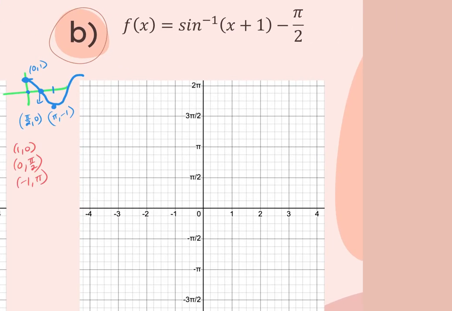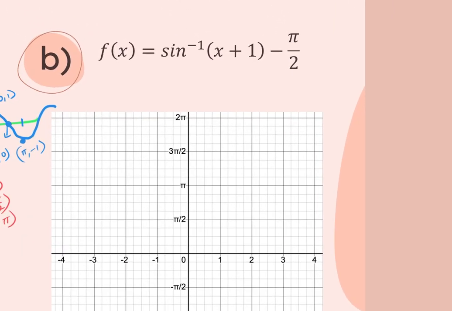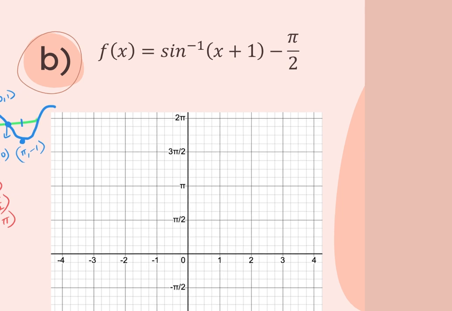Okay, let's look at B. Now we're dealing with the sine curve. What's the +1 inside the parentheses doing? Left 1. Is that going to affect your domain or your range? Domain. It's going to shift all my points to the left 1. How about the minus pi over 2? Down pi over 2. Is that going to affect your domain or range? Range. Okay, so for the domain, you're going to subtract 1 from each of the coordinate points. For the range, we're going to subtract pi over 2.